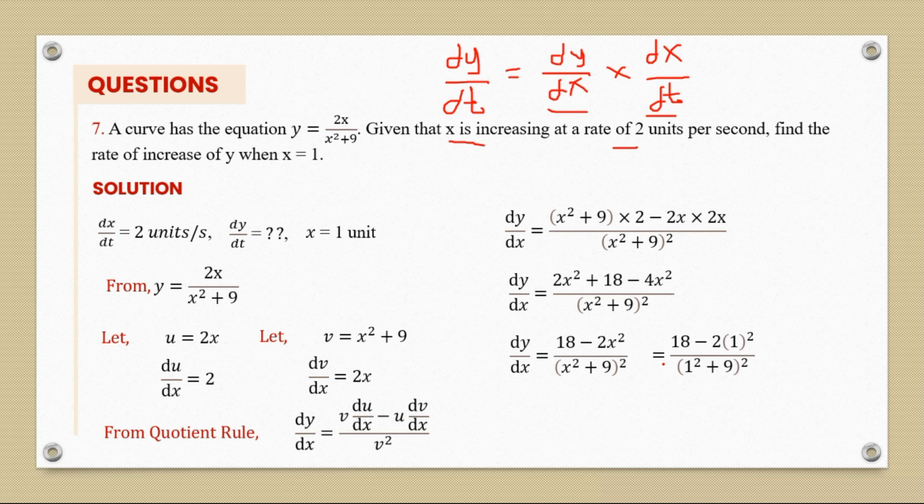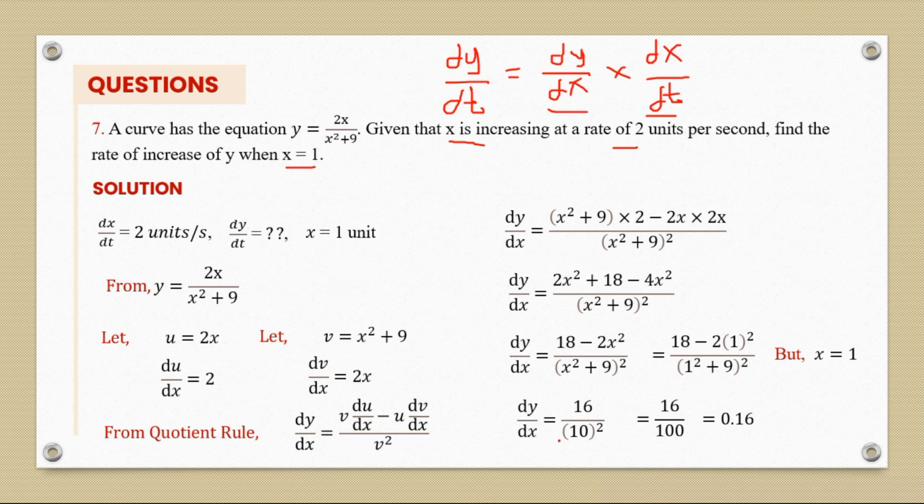But we've been told that x is 1. So we're going to substitute the value of 1 where we have x values. And then we shall have a 1 here and a 1 right there. So as you can see, 1 squared is equal to 1, of which we have 1 plus 9, which is 10, so I have 10 squared down. Then here, 2 times 1 squared is 2, so 18 minus 2 is 16, so I have 16 over 10 squared, which is the same as 16 over 100, which is equal to 0.16.